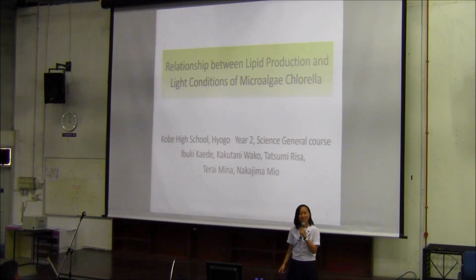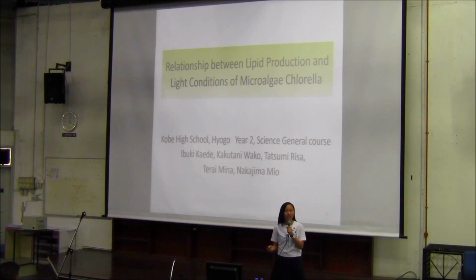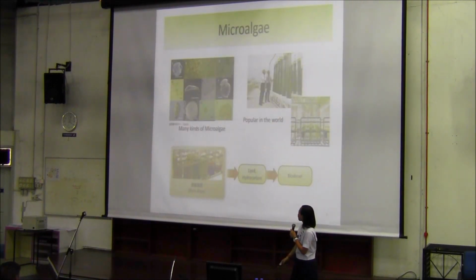Okay, let me start with my presentation. I did a research last year with my group mate, and the theme was the relationship between lipid production and life conditions of Microalgae Chlorella. As you can see in this photo, there are many kinds of Microalgae, and they produce lipid, oil, or hydrocarbon inside their cells, and it can be used as biodiesel.